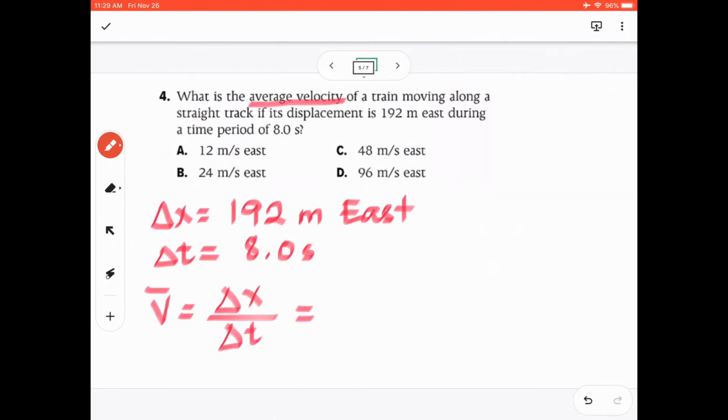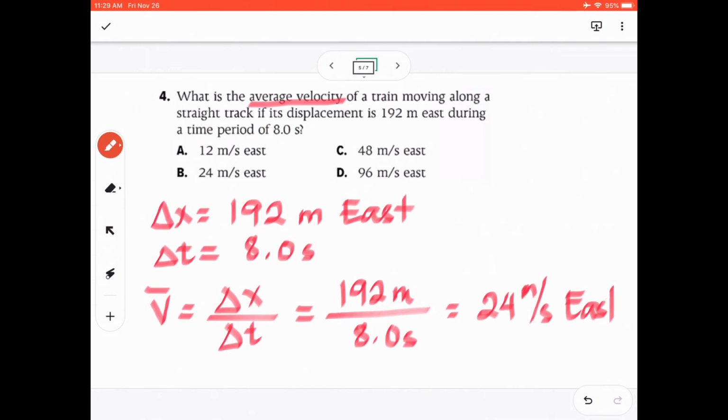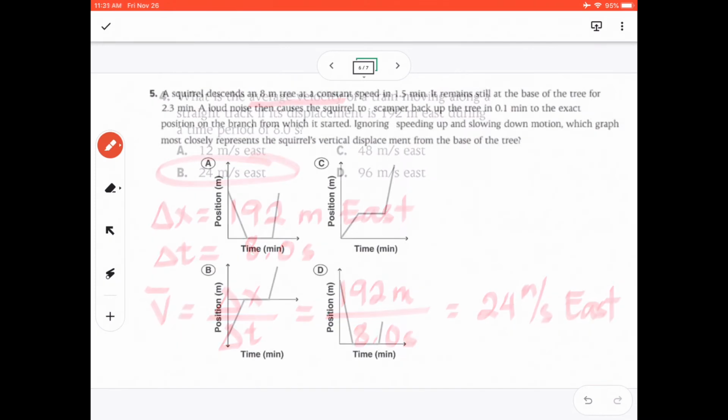Substituting our values, 192 meters divided by 8.0 seconds, we get the answer 24 meters per second, and the direction of the displacement is east. Therefore, our answer for the direction will also be east. So the answer here will be letter B.